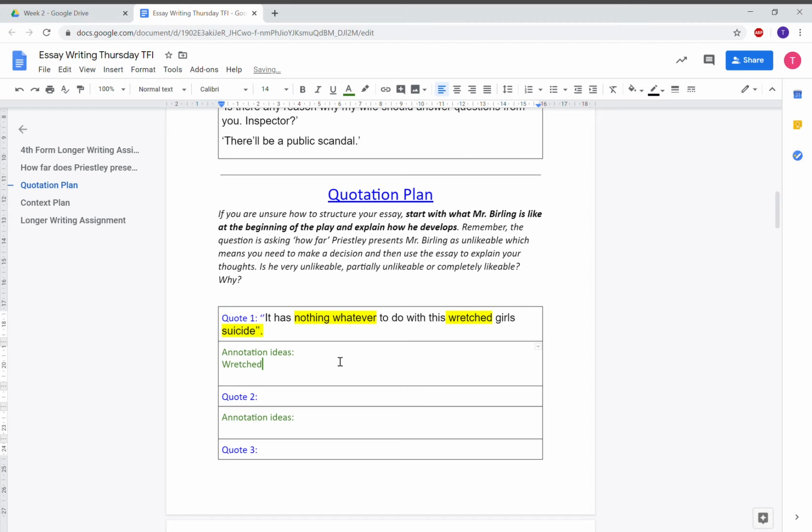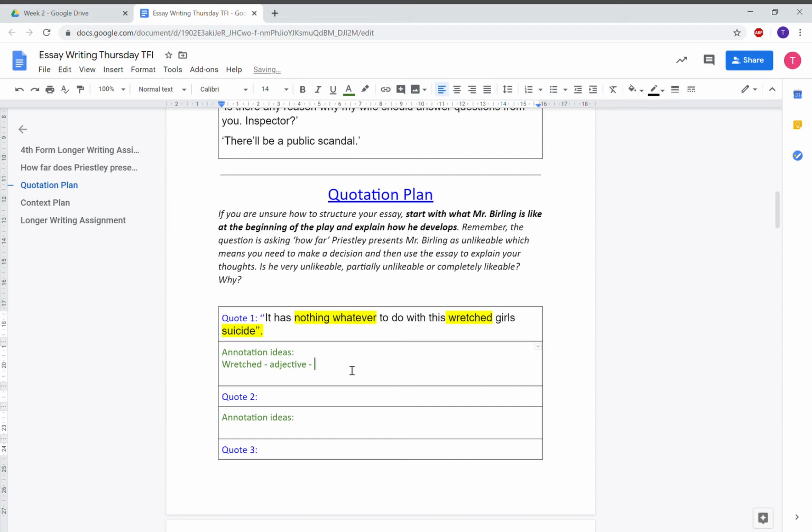First thing I'm going to do is I'm going to write the word down, and I'm going to identify the type of word it is. Okay, it's an adjective. Can I spell adjective? Mr. Fawley's challenge of the day. Yes. Okay, so I've got my first word that I'm going to zoom in on, wretched, and I've got the word type, which is adjective.